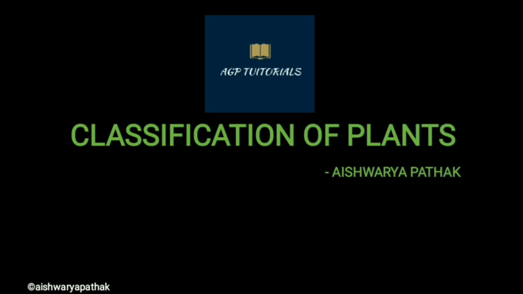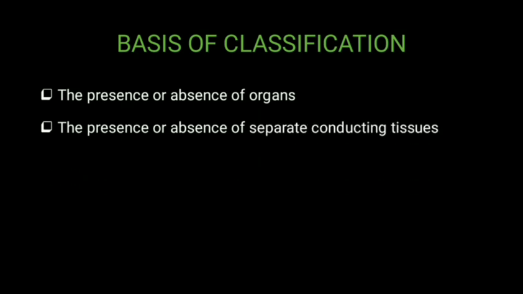and its classification. So children, the plants are classified on the basis of 4 criteria. There are 4 criteria. So on the basis of presence or absence of organs, they are classified. Second criteria, the presence or absence of separate conducting tissues.